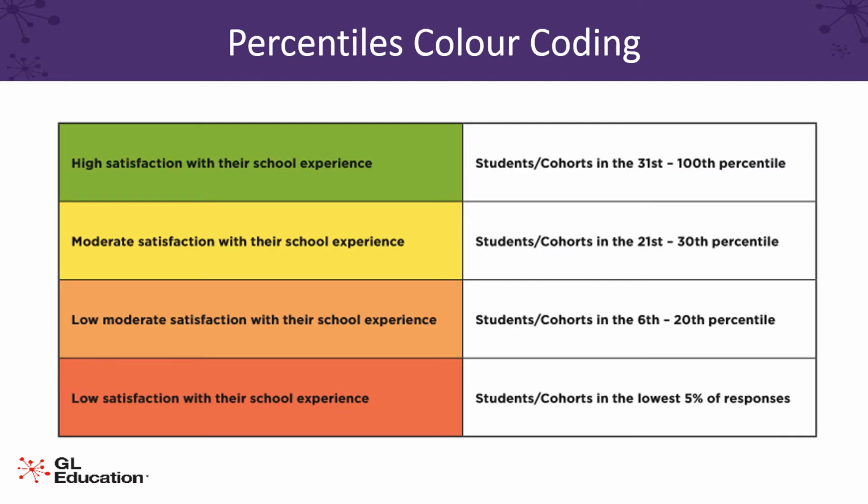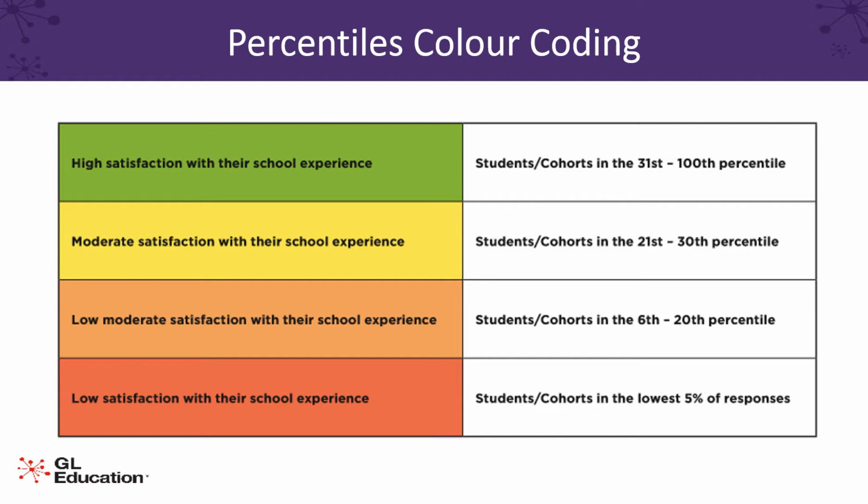You'll find that percentiles are easily interpreted within the PASS reports due to their colour coding. The red shading represents students and cohorts in the lowest 5% of responses. These students and groups have a low satisfaction with their school experience. The orange shading is for students and cohorts in the 6th to 20th percentile. It represents students and groups with a low moderate satisfaction with their school experience.